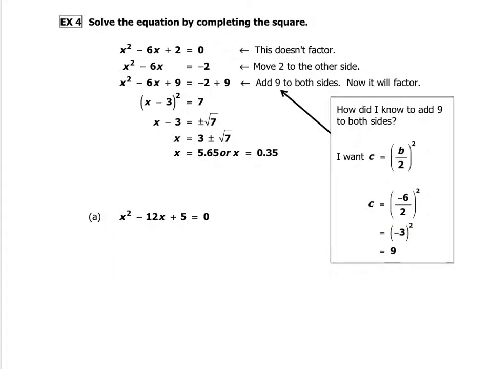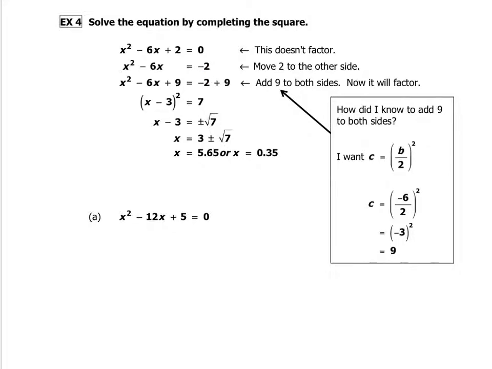Now you've learned the foundation for the method of completing the square. I want to walk you through a full example of this. So let's take a look at one that's worked out for you. I have x squared minus 6x plus 2 equals 0. This does not factor. The very first thing you're going to do is move this 2 to the other side by subtracting it from both sides.